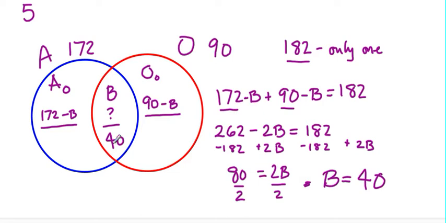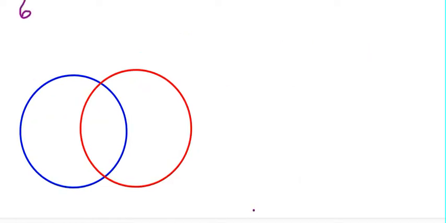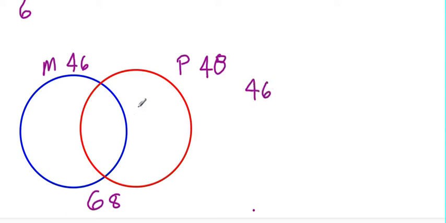Question number 6 states, the math club has 46 members and the physics club has 48 members. If there are a total of 68 students, how many belong to both? Math, physics, and the total number of students, 68. This is the fastest question you could do when they give you a Venn diagram. Math total is 46. Physics total, 48. So 46 plus 48 minus those that appear in both, we're going to equal the total number of students, 68.